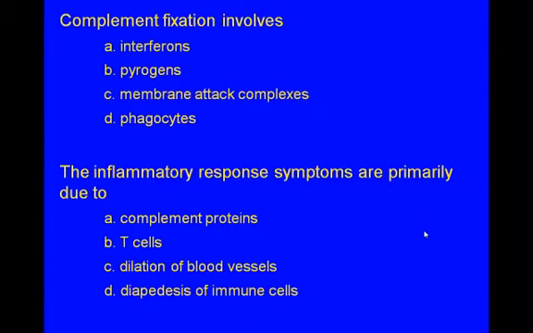All right. Complement fixation. This involves either A, interferons, B, pyrogens, C, membrane attack complexes, or D, phagocytes. And the answer would be C, membrane attack complexes. Now, the inflammatory response symptoms are primarily due to A, complement proteins, B, T cells, C, dilation of blood vessels, or D, diapedesis of the immune cells. And the answer would be C, dilation of blood vessels.